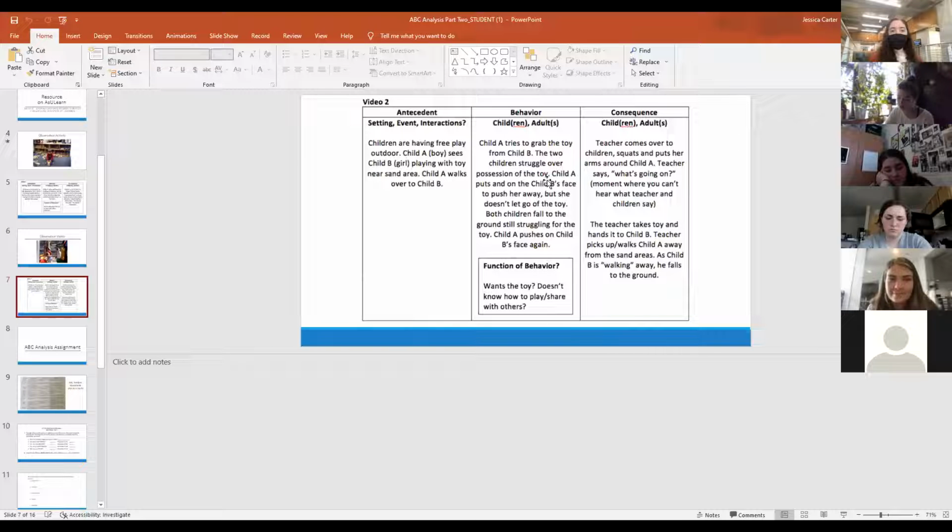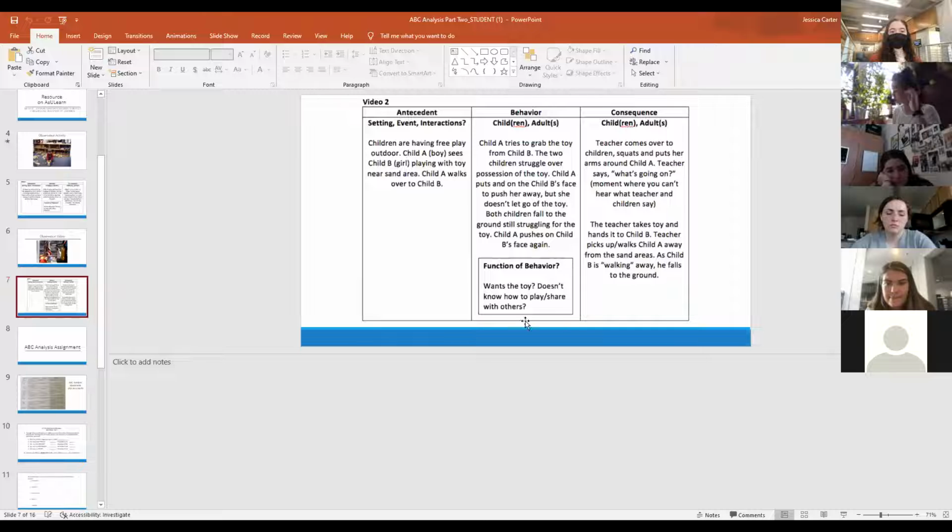And remember, when you're doing these observations, if you have this on video data, you would have the ability to pause, go back, and review, so that you could be as specific and objective as possible, right? So it should sound something like child A pushes on child B's face, or puts hands on child B's face to push her away, and she doesn't let go of the toy. Both children fall to the ground. They're still struggling for the truck. Child A pushes on child B's face again, right?